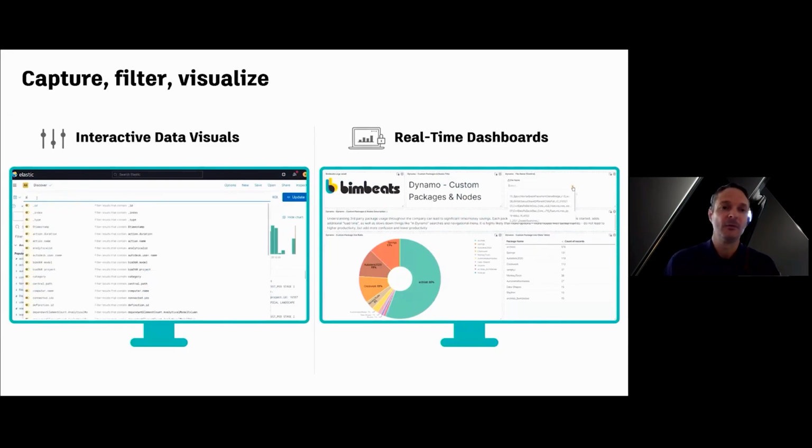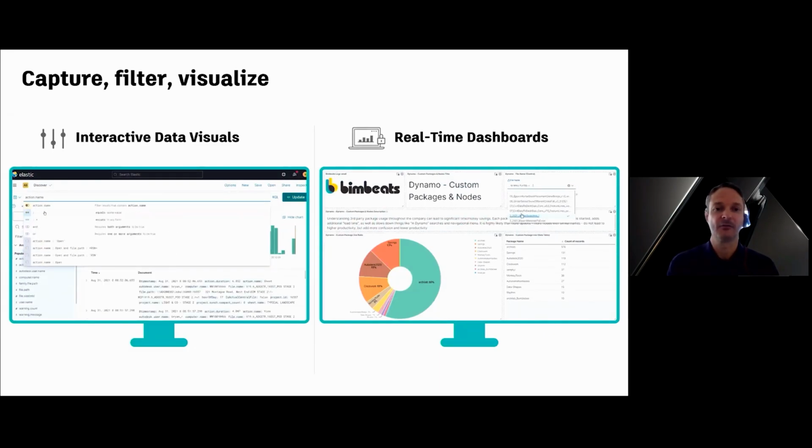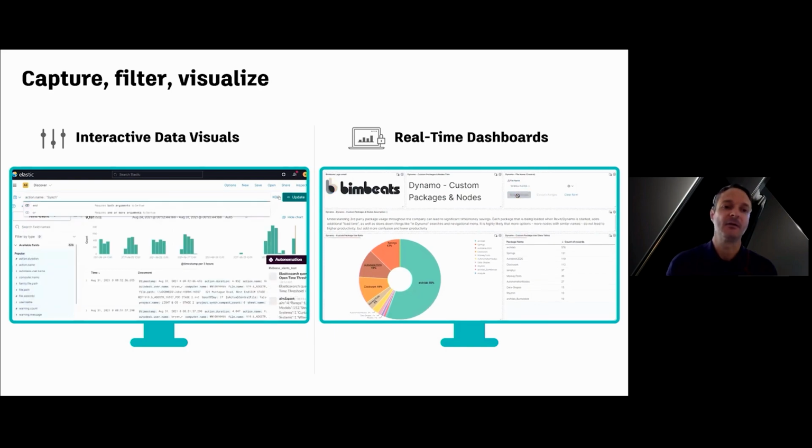So what we were able to do was capture, filter, and visualize. What we're seeing on the left-hand side of the screen here is the Kibana interface. And this is the Discover tab.